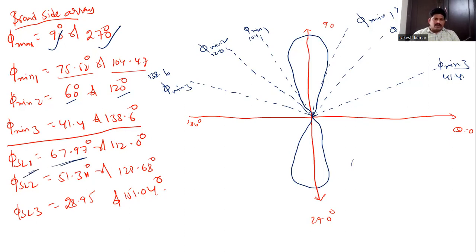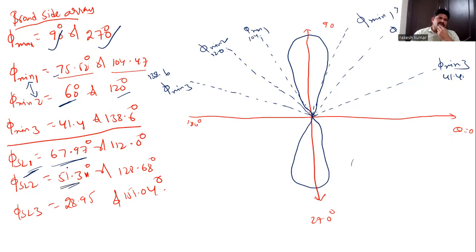You want to notice whether you have got the correct answer or not. How will you check whether you have got the correct answer or not? The first side loop level lies in between first null and second. For example, first null is 75 degrees and second null is 60 degrees. Always the first side loop lies between first null and second. So 67.97 lies in between 60 and 75.